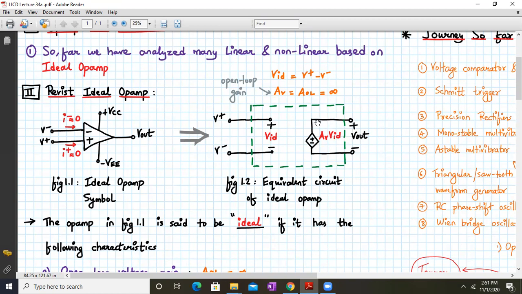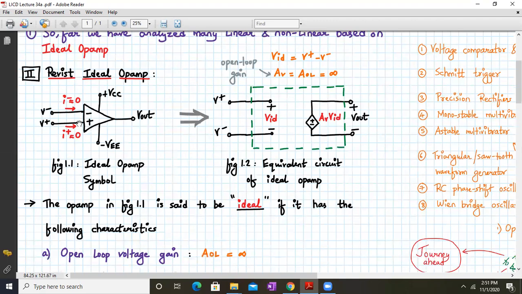Here, if you see, there is no RO. RO is missing. So that means it is replaced by a short circuit. Short circuit means zero, so R out has zero resistance. So that is the ideal op-amp equivalent circuit.